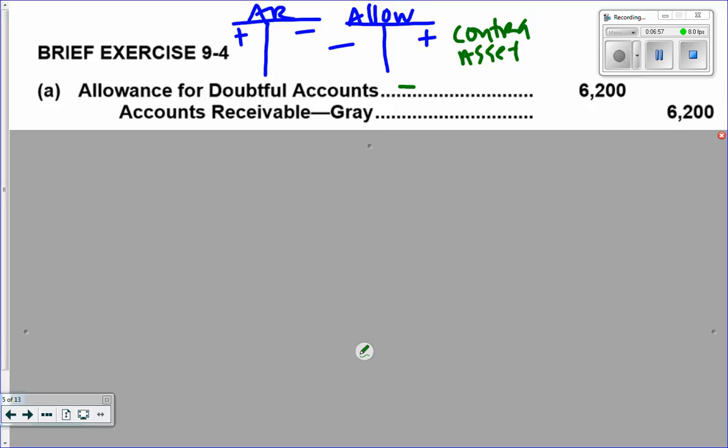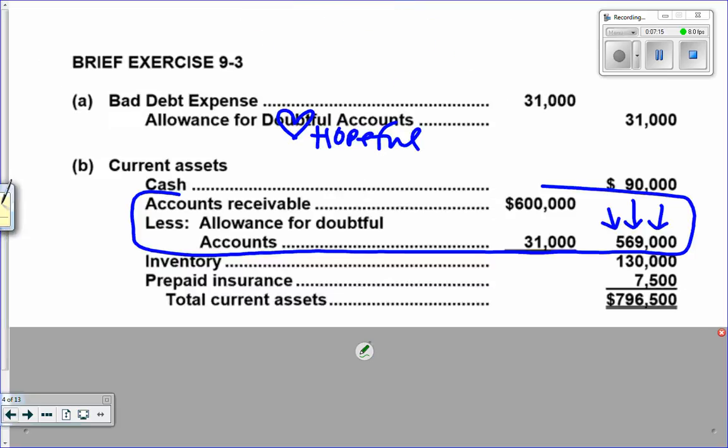Why is this not a bad debt expense debit? We've already bad debt expensed it when we did the allowance for doubtful initially, so just like this one. We already did this once. So we've already eaten the, I think these are separate problems. But we've already done this. And so if we did a bad debt expense again, it would be a double negative.